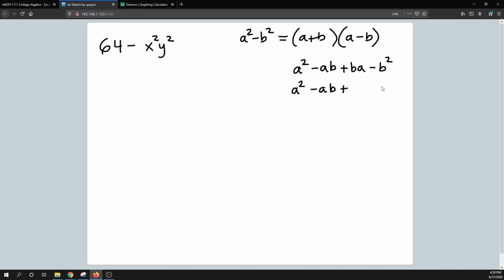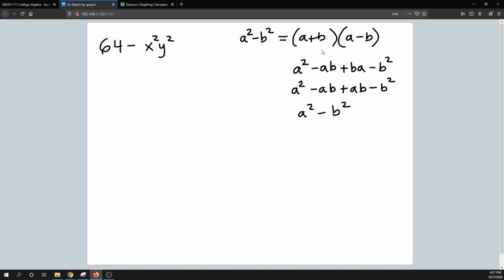The thing is that this ba, because multiplication is commutative, the order in which you multiply two real numbers doesn't matter, you can rewrite that as ab. And then you have these terms being like terms. I have negative 1ab here and positive 1ab here, and a negative 1 plus a positive 1 is 0. So I'd have 0 ab's, which is just 0. So these terms cancel each other out, and you're left with this b squared right here.